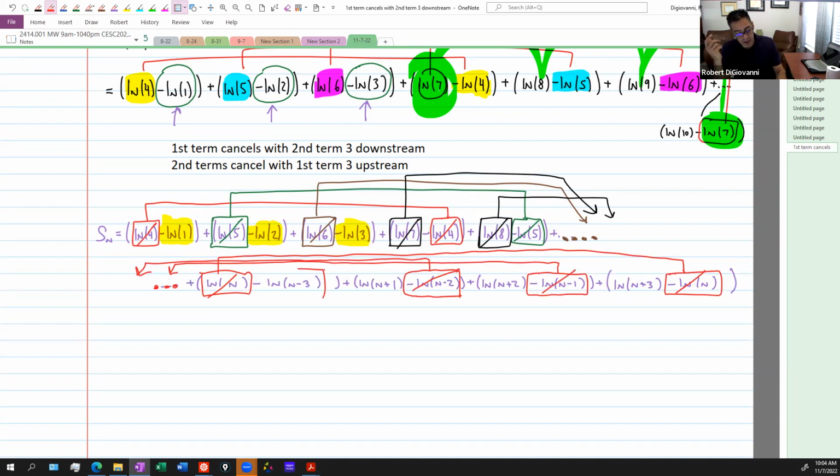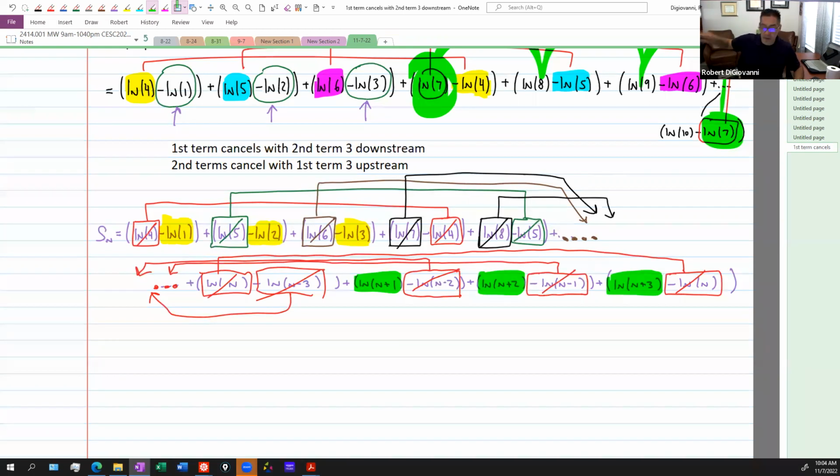All my second terms over here are going to go, because there's something in the dot, dot, dot that'll kill it off. The problem we run into is this, this, and this. Those three are first terms, and they don't have anything three down from them to cancel with. So they stay here. They don't go away.